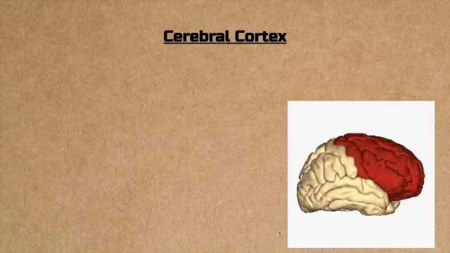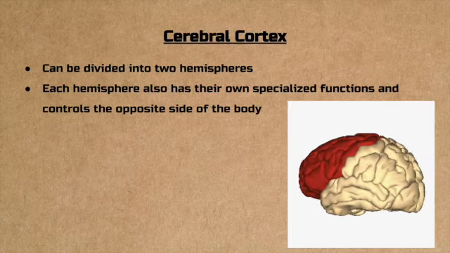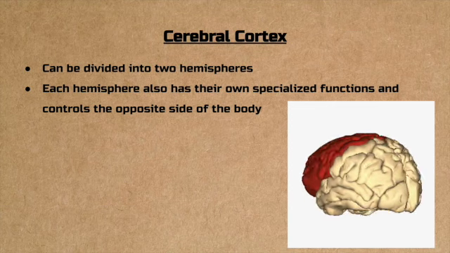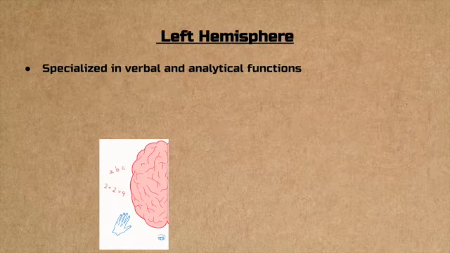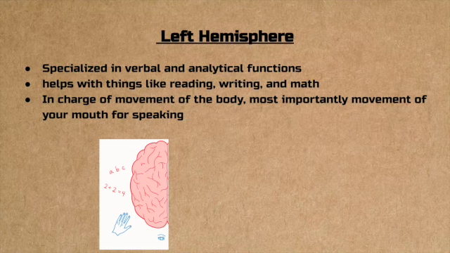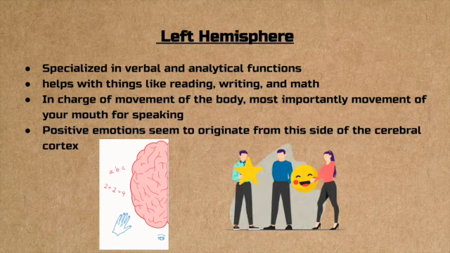When looking at the cerebral cortex, it can be divided into two hemispheres. Each hemisphere also has its own specialized functions and controls the opposite side of the body. The left hemisphere is specialized in verbal and analytical functions. This is the side of the brain that helps you with things like reading, writing, and math, as it is where memory for words and numbers is. Without this hemisphere, you wouldn't be able to understand speech or writing. It is also in charge of movement of the body, most importantly, movement of your mouth for speaking. Positive emotions seem to originate from this side of the cerebral cortex.